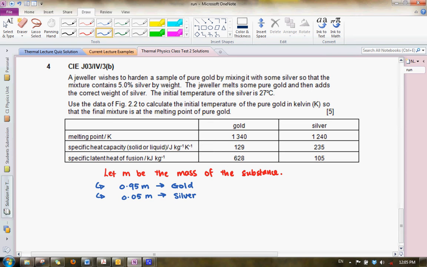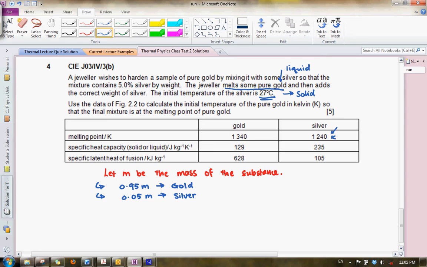So we have set up the system. Of course, some students let the final substance be 1 kg, but I would prefer that by now you should be comfortable enough to work in terms of arbitrary mass. We are told that the jeweler melts some pure gold, so we can assume that the gold was already initially in a liquid phase, and then he adds the correct weight of silver. The initial temperature of silver is 27 degrees Celsius, and if you compare with its melting point of 1240 Kelvin, you do note that the silver starts off in solid form.